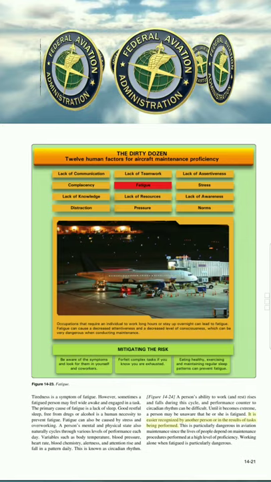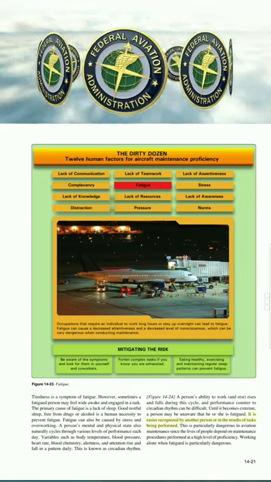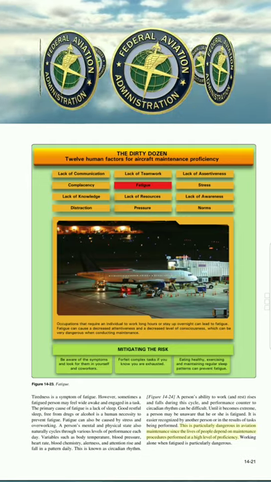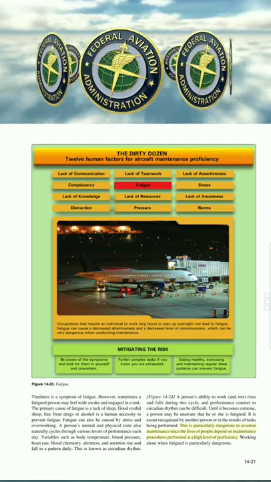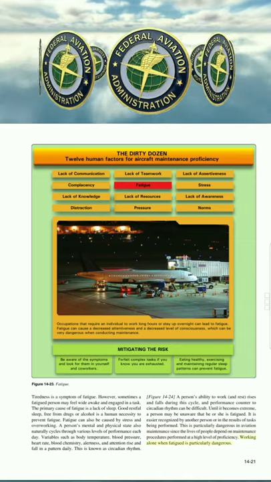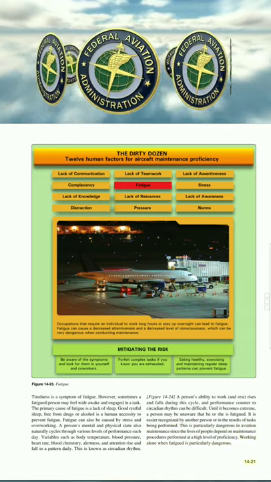It is easier recognized by another person or in the results of tasks being performed. This is particularly dangerous in aviation maintenance, since the lives of people depend on maintenance procedures performed at a high level of proficiency. Working alone when fatigued is particularly dangerous.